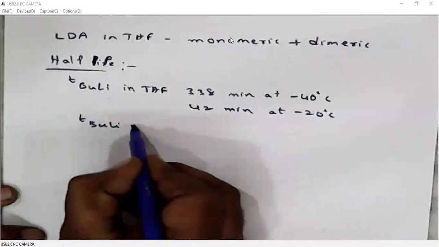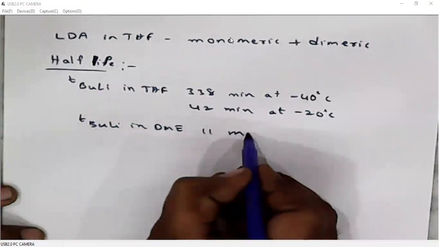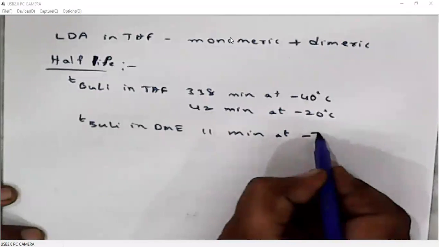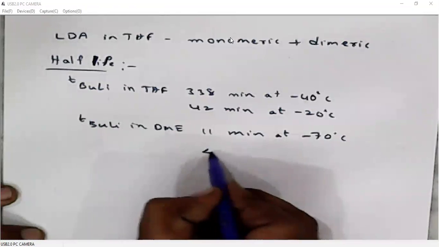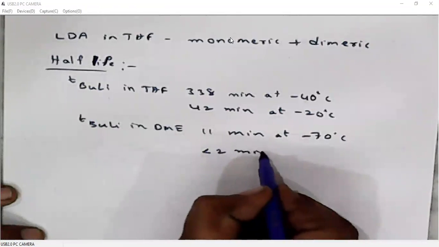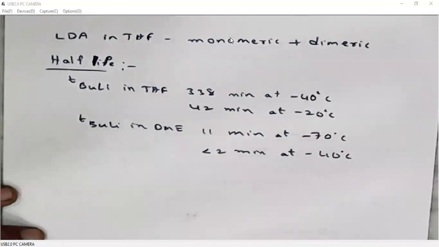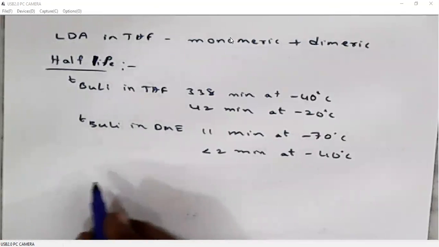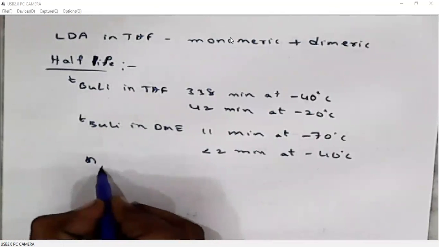Tertiary butyl lithium in DME, it is 11 minutes at minus 70 degrees centigrade, and it is less than 2 minutes at minus 40 degrees centigrade. So they are very, very unstable at higher temperatures. So we must use these reagents at very low temperatures.